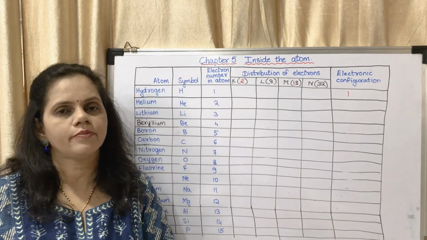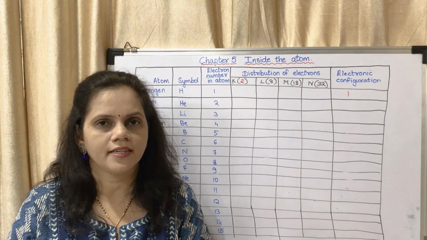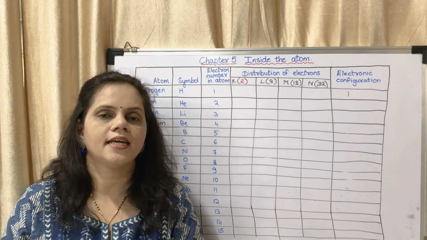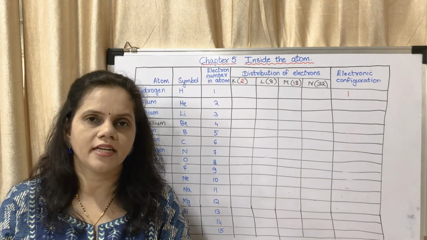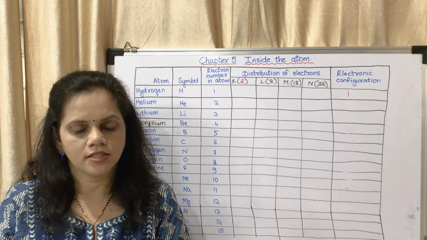So it is similar to the solar system. Now in the solar system, what is the force of attraction between the planets and the sun? It is gravitational force. Now in case of an atom, there is electrostatic force of attraction. The answer is electrostatic force of attraction between positive charge and negative charge.